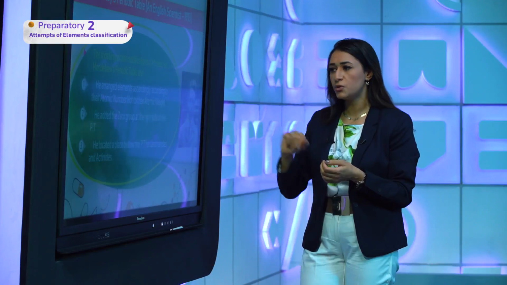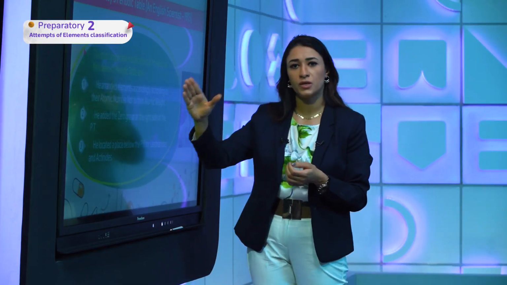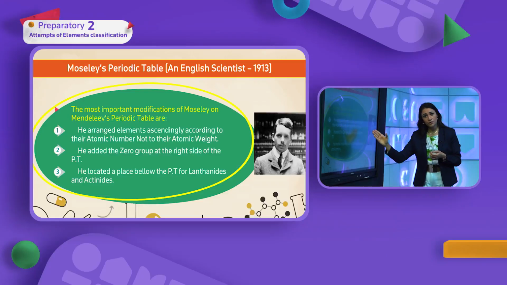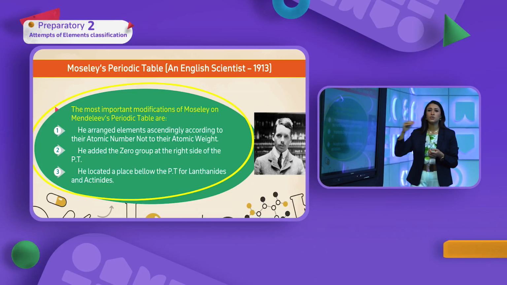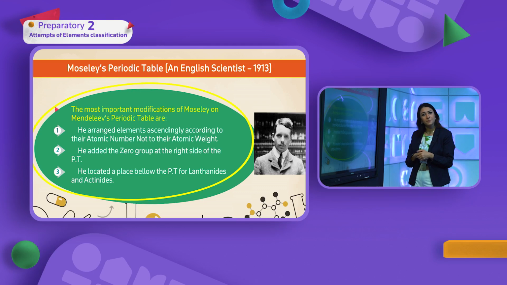So what did Moseley do? He arranged the elements according to the atomic number from left to right ascendingly, not to their atomic weight. طيب وقتها كانوا اكتشفوا النوبل جازز. النوبل جازز قال لك ده انا هسميهم الزيرو جروب. طب ليه اسميه الزيرو جروب؟ Because they have zero valency. And he added it on the left side of the modern periodic table.